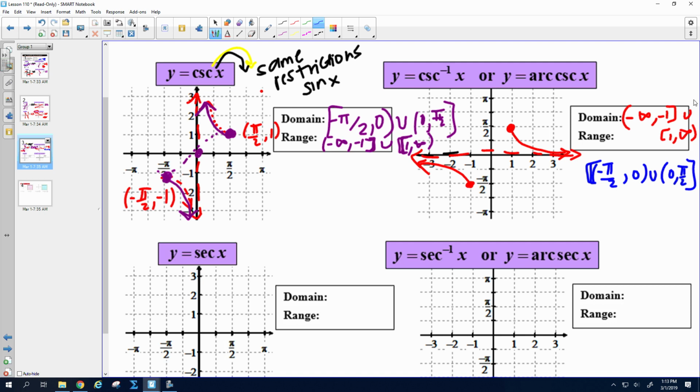What is the other union? What do you mean? This one? Oh, this part? 1 to infinity? Yeah, sorry. Ran out of room.